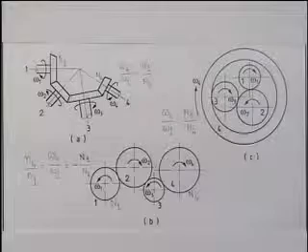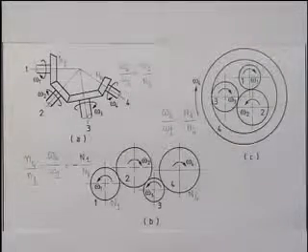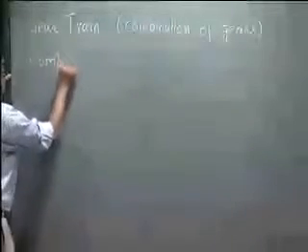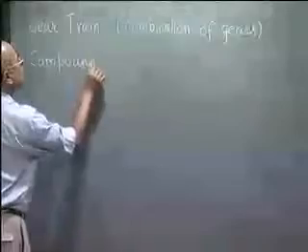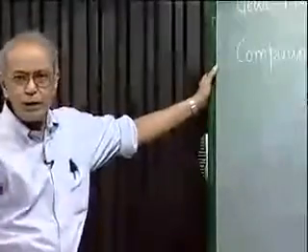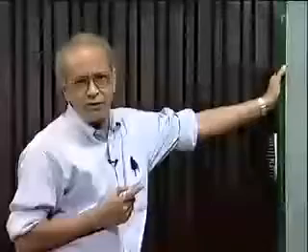Now let me discuss how to analyze a compound train and what is a compound train. In a compound train, there will be more than one gear on some shaft. Either on the input shaft or output shaft or intermediate shaft, there must be one shaft in this gear train where there will be more than one gear on one shaft.